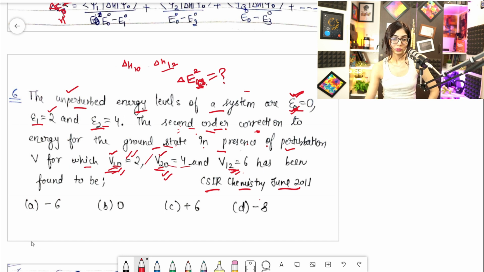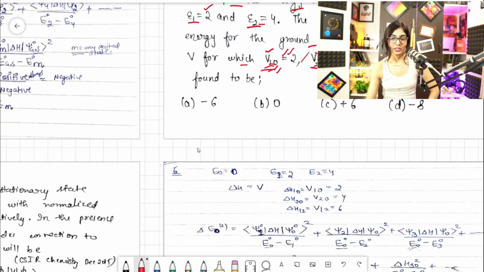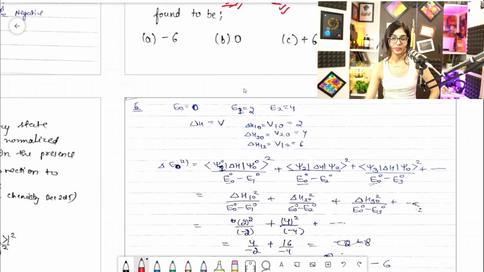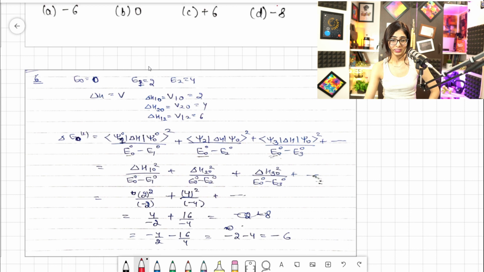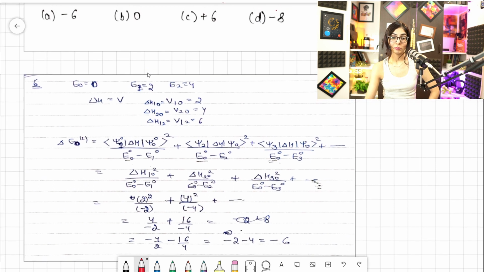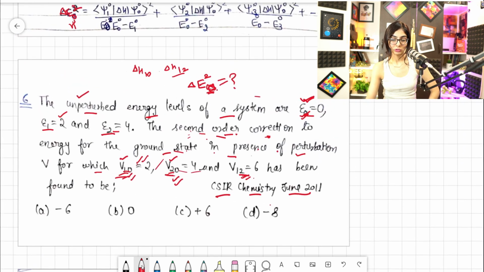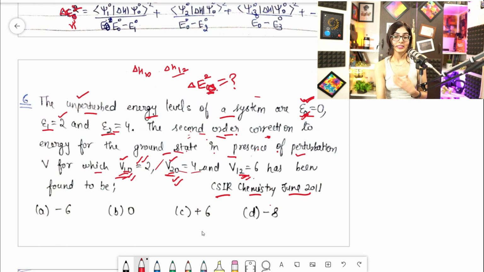So let's go down to the solution directly. The solution is here only. Let me just fix the screen perfectly. Yeah, it is here. One more thing, guys, one more thing I wanted to tell you: here, you know that the second order correction in the ground state.